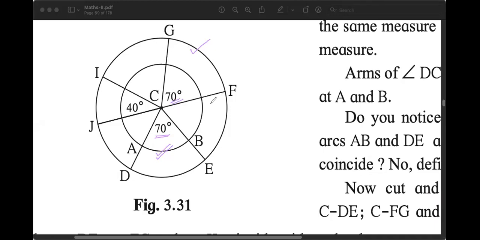GF, arc GF, the endpoints are G and F. We have drawn the radius CG and CF. And the angle is 70 degrees. So both arcs have the same measure, 70 degrees.